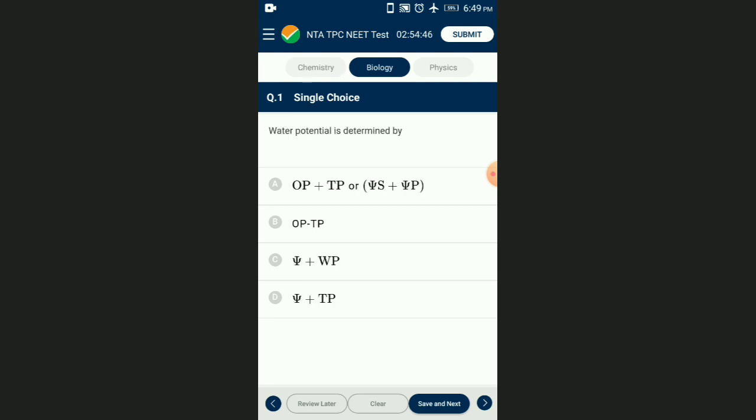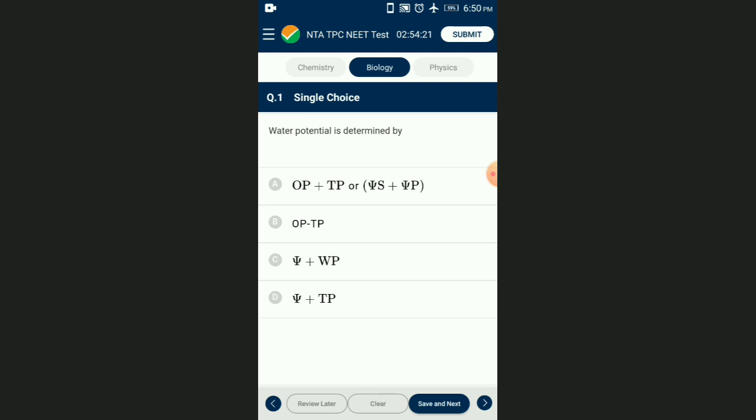Question number 1. Water potential is determined by. The concept of water potential was given by Slatyer and Taylor in 1960. It can be defined as the free energy per mole of any particular chemical species in a multi-component system is the chemical potential of that species. The chemical potential of water is called water potential.